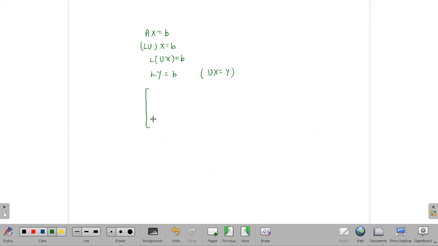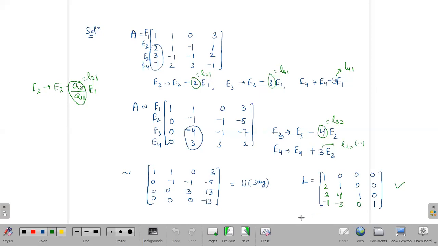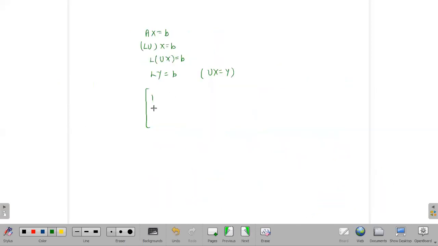So let us write L. 1, 2, 1, 2, -3, sorry, 3 and -1. -1, 0, 1, 4, -3.